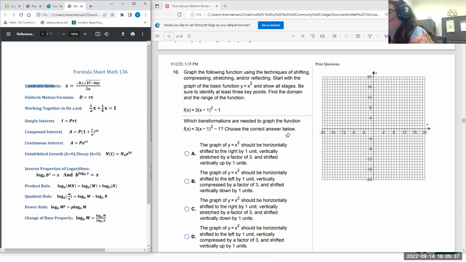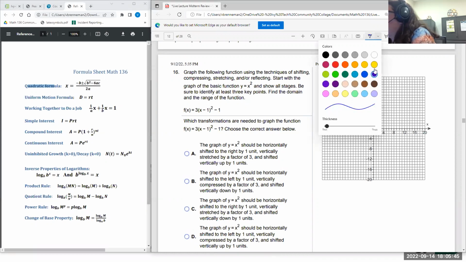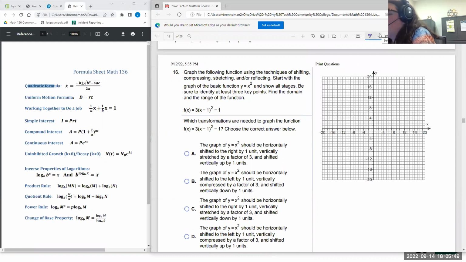But this question, so we have this function here that is 3 times (x minus 1) squared minus 1. So I start out when I'm looking at a function, I want to figure out what's the base function. And yes, transformations will be on the midterm. Everything you've done so far, everything from modules 1 through 3, potentially will be on the midterm.